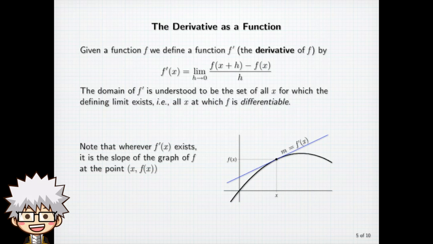Note that wherever f prime of x exists, it is the slope of the graph of f at the point x, f of x, as well as the rate of change in f of x.